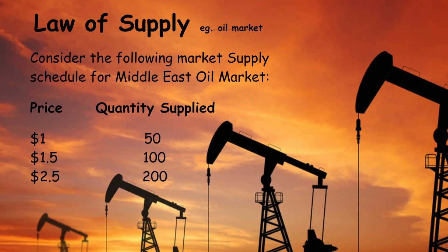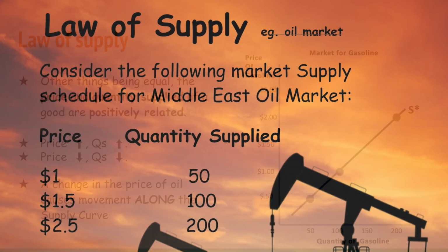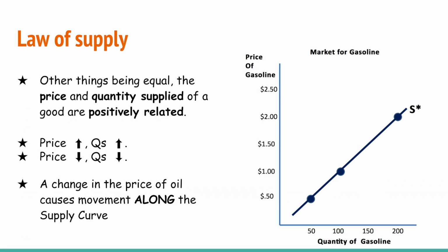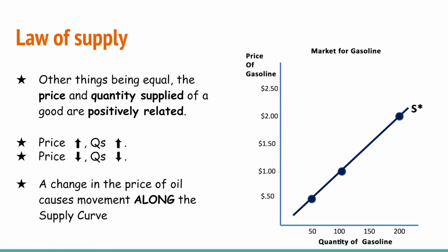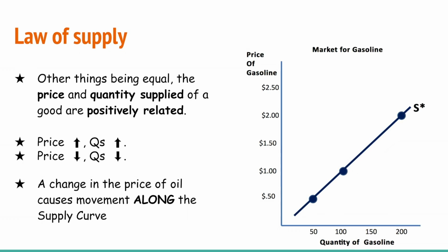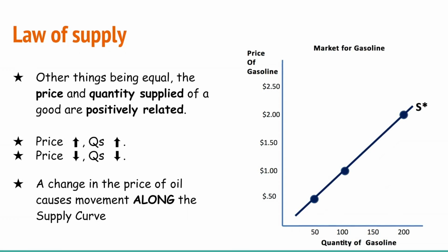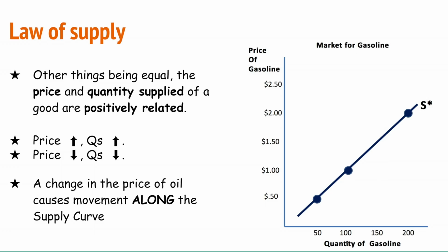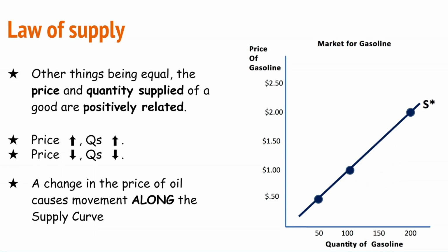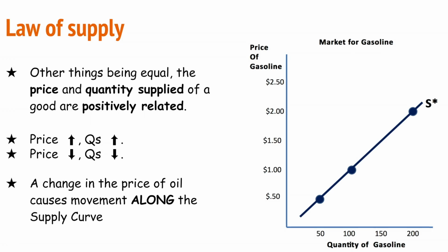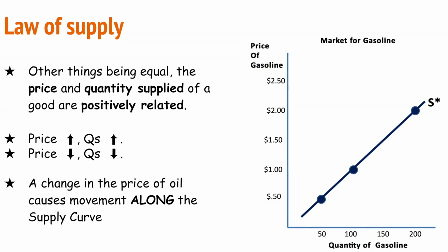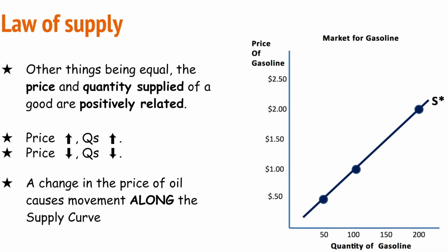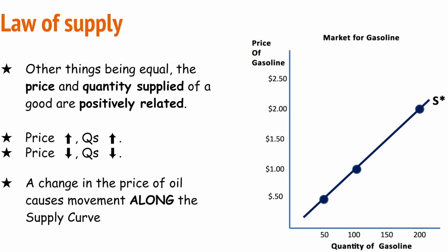Consider this supply schedule for the Middle East oil market. The law of supply says that, other things being equal, the price and the quantity supplied of a good are positively related. A movement along the supply curve is a change in the quantity supplied of a good that is the result of a change in that good's price. As the price increased from 0.5 to $1, we can see that the quantity of gasoline also increased from 50 to 100, and this change is called a movement along the supply curve.